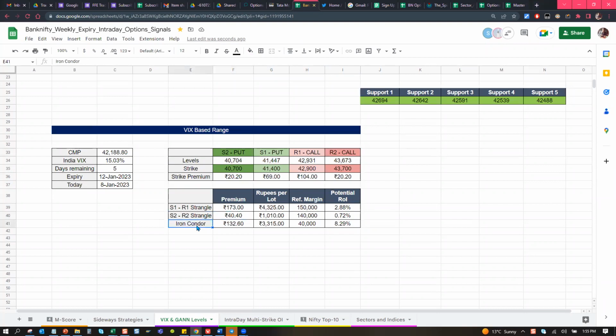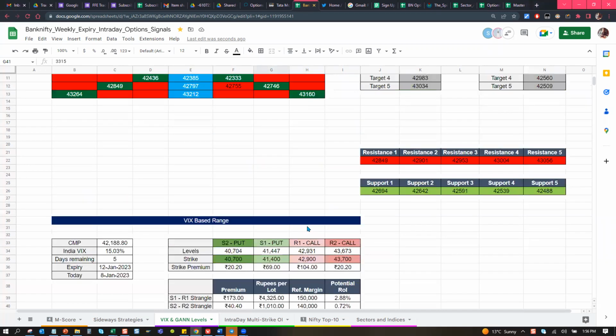अगर आपको iron condor करना है, meaning S1 R1 सेल कर रहे हैं और S2 R2 बाय कर रहे हैं, ये hedges बाय कर रहे हैं, तो अभी ये hedge ट्रेड हो जाएगा, तो मार्जिन इसलिए रिड्यूस हो जाएगा, 40 या 45,000 तक रहता है, तो उस पे आपको पोटेंशियल ROI इतना हो जाएगा, राइट? So you can check it for yourself. आप इसको Opstra में भी डाल के देखेंगे तो सेम ही बताएगा वैल्यूज आपको.